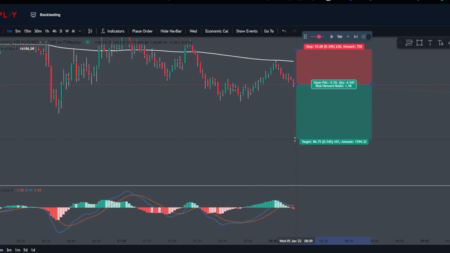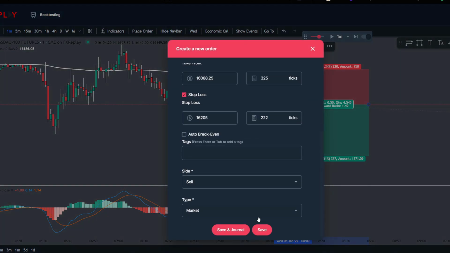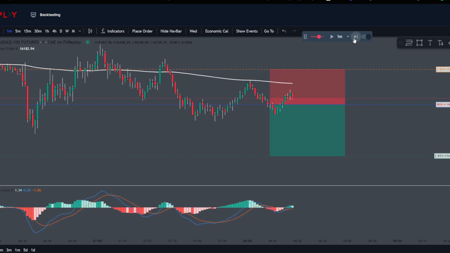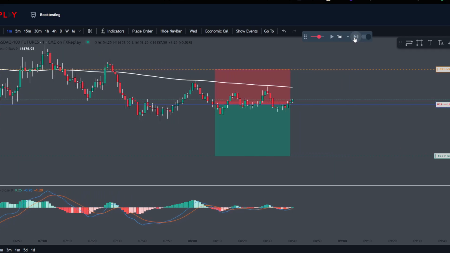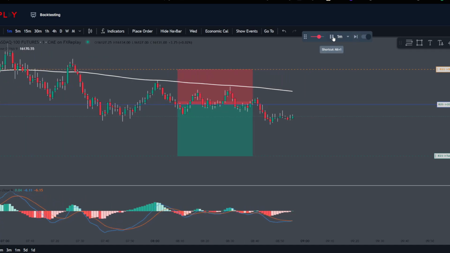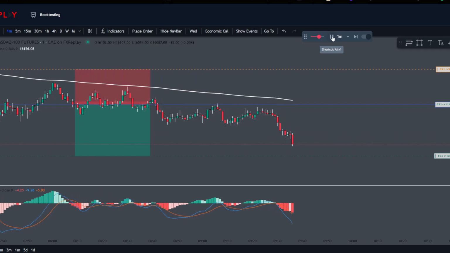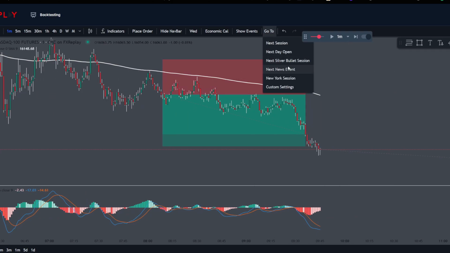Stop loss safe distance, 1.5. Here we go. Two wins in a row, 2 for 2 thus far. All right, go to the next day.